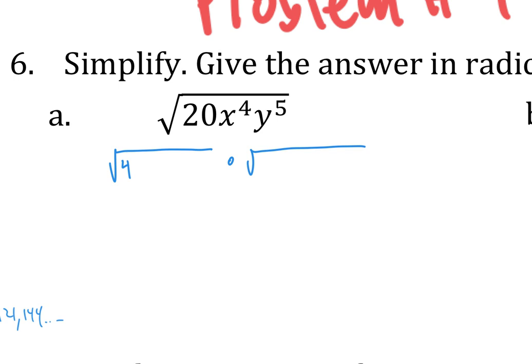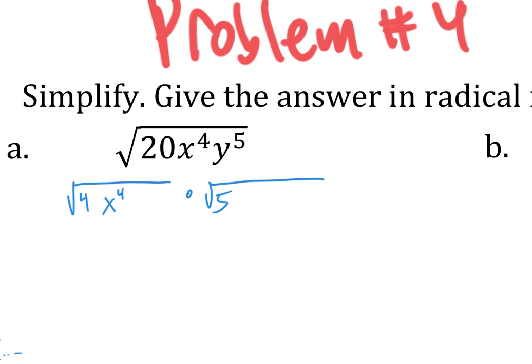Whoops, that's not a 5. Okay. Now we can square root x to the fourth because x to the fourth is x squared squared. Okay. So a little side note here. X to the fourth is really just x squared squared. And this square root will cancel this outside squared, making that x squared. Okay, so that's what's going to happen in a second.